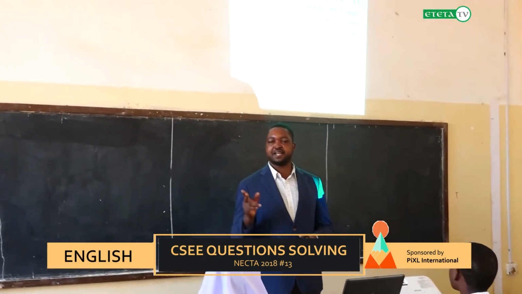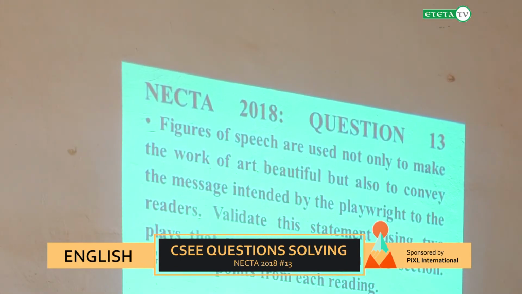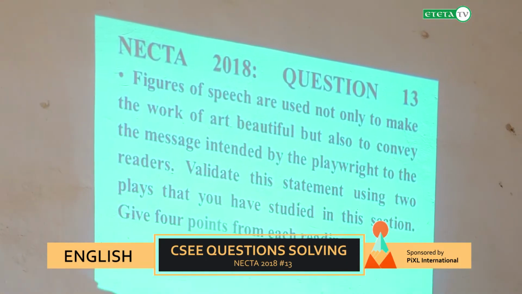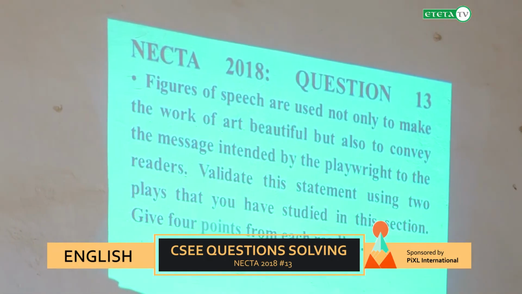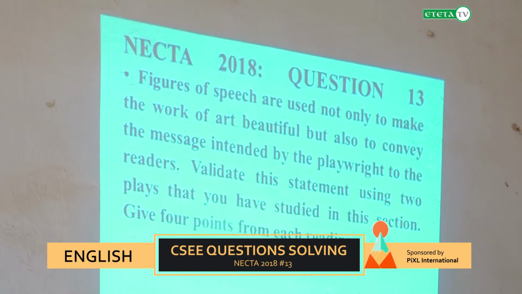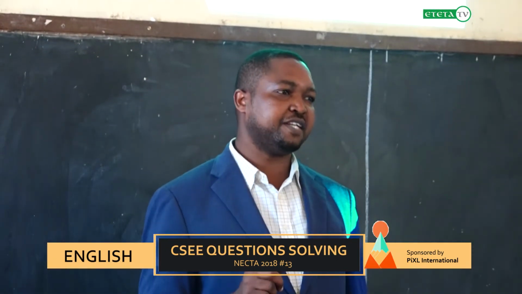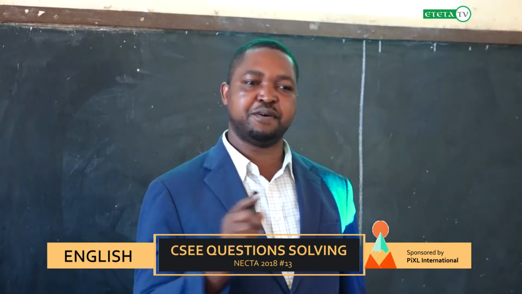So if you use The Bramble Hammer, you have to extract 4 points. And the other play, what is the other play? The Lion and the Jewel. From The Lion and the Jewel also you have to extract 4 points. So a total of 8 points.